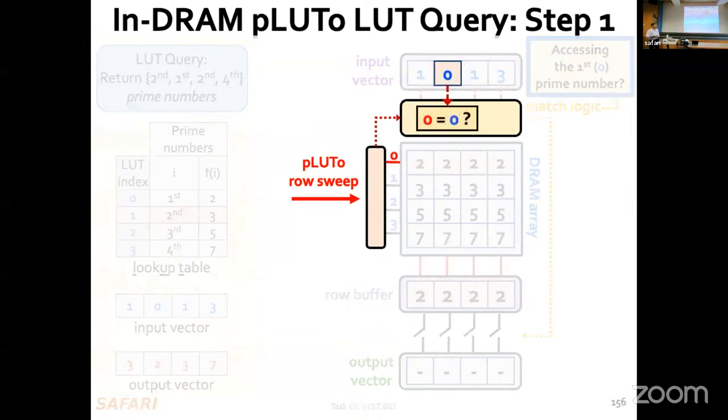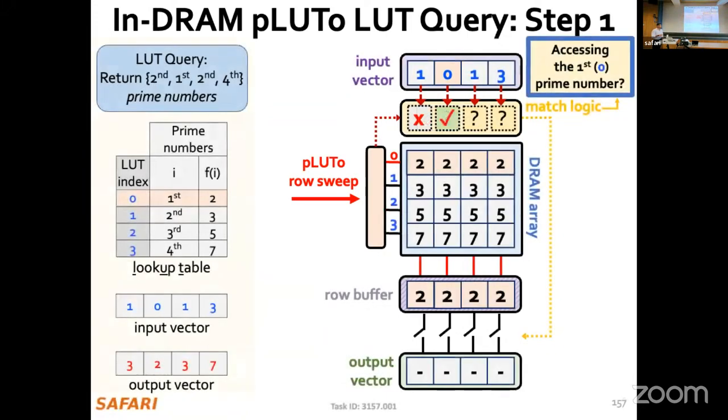Then I move to the next one. Am I accessing the first row right now, row index zero? Yes, this is a match, so I enable the transistor that connects this second position of my row buffer to my output vector. Now, I was looking for the first prime number, which is stored at index zero of my lookup table, and this prime number's value is two. So now I have collected the two, which is the proper first prime number that I'm looking for.